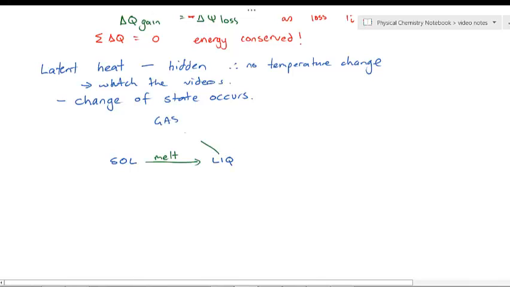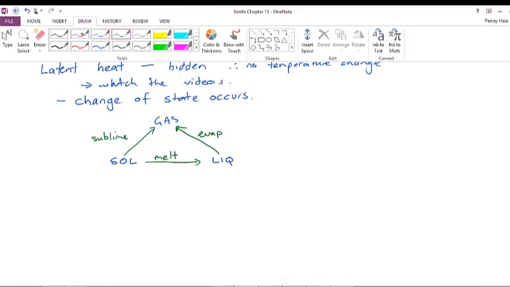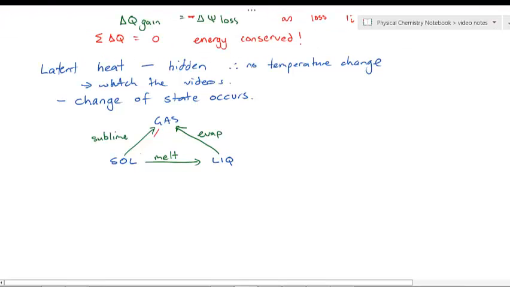Table 13.2 can be drawn up actually as a triangle, a diagram, which looks at the change of state between a solid and a liquid, which is called melting, between a liquid and a gas, which is evaporation, and between a solid and a gas, which is sublimation. The reverse process is condensation from a gas to a solid, also condensation from a gas to a liquid, and from a liquid to a solid, freezing or solidifying.